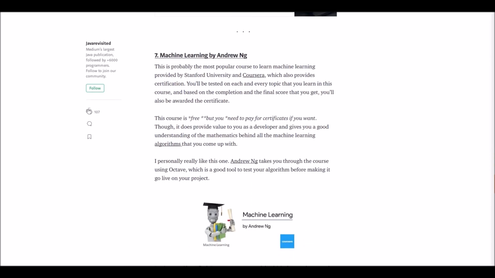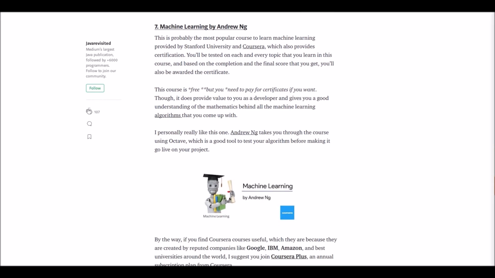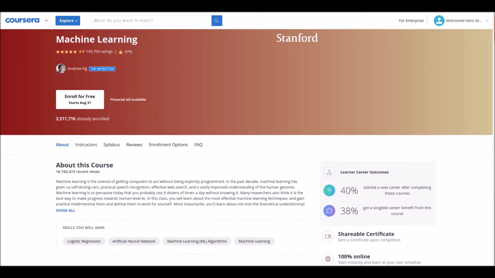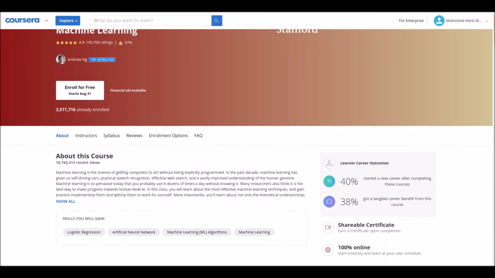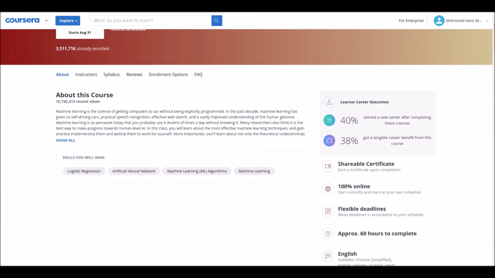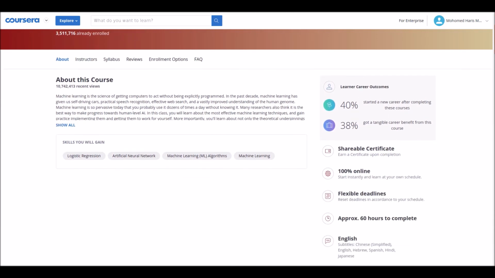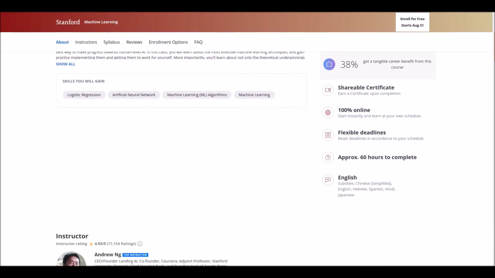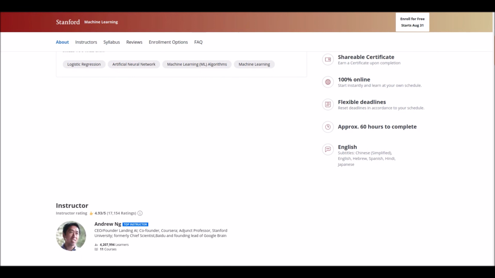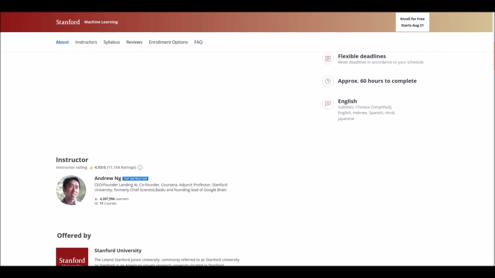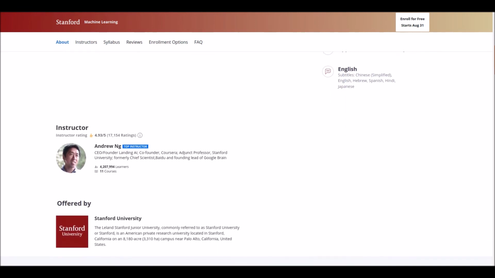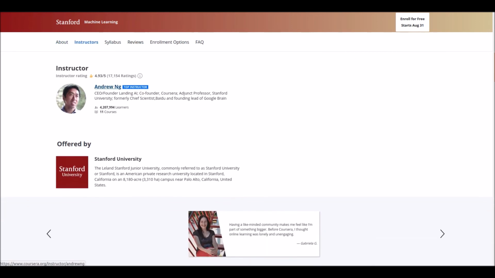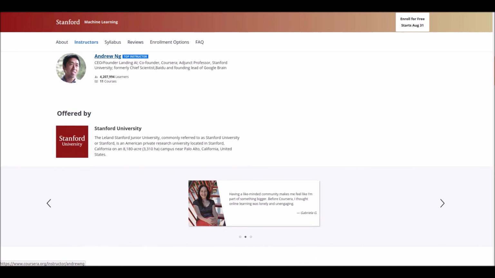Here is the bonus course for you. If you are using Coursera often, you should see this course. This is a popular course on Coursera. It is Machine Learning by Andrew Ng. This is offered by Stanford University. This course is done using Octave. This is a free course, but you need to pay for the certificate. In this course, you will be tested on each and every topic that you learn. So, in this course, you will be guided very well. So, don't be late, go and complete the course.